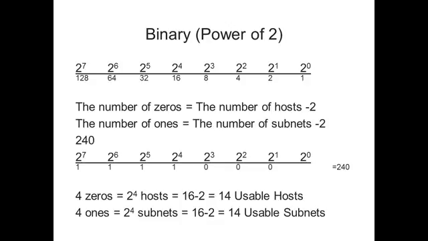2 to the 4th is 16. 16 minus 2 is 14. So 240 has 14 usable hosts. You're going to have questions on this, I guarantee you. Okay. Let me explain this whole minus 2 thing. You can't use the first and you can't use the last.